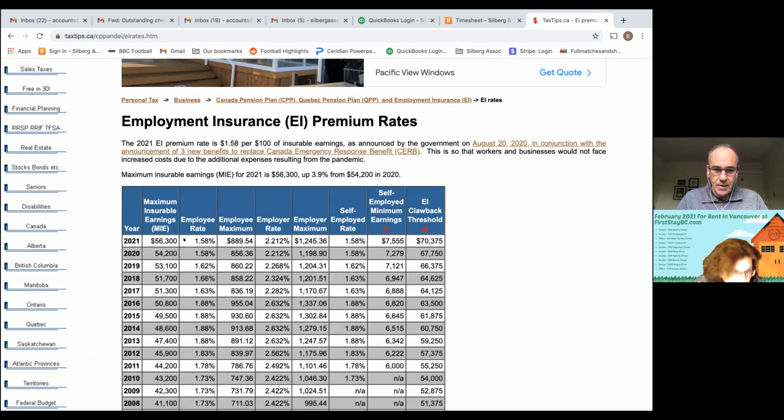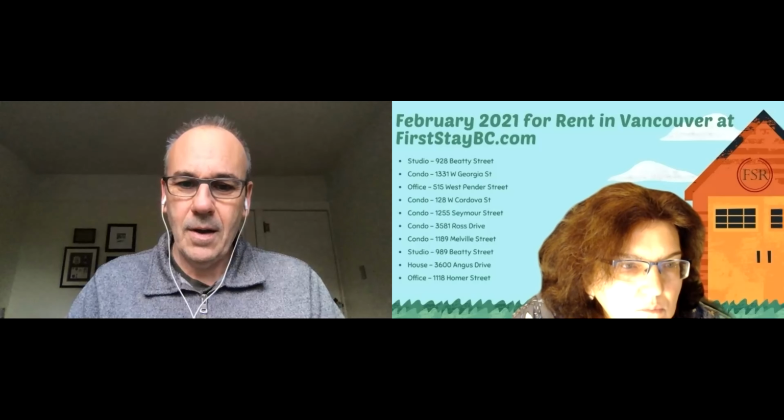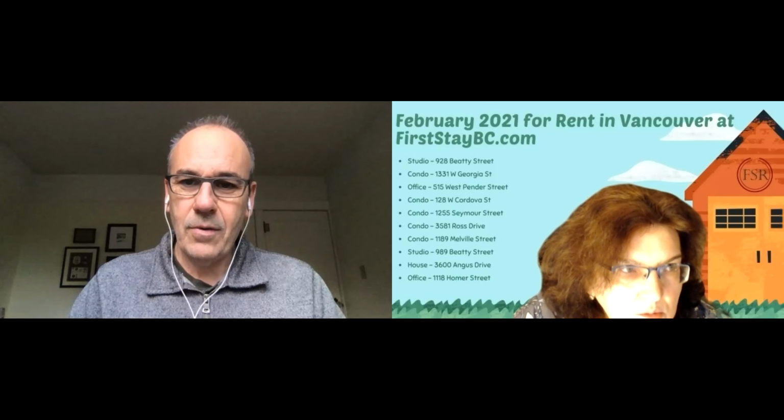Now, as you look here, I don't know if you can see these, 1.58 for employer. Employee is 2.212. And as I said, how do they get 2.212? 1.58 multiplied by 1.4. So going back to my spreadsheet, let's see if I can put the right numbers in, just so we can see that I've got them correct.